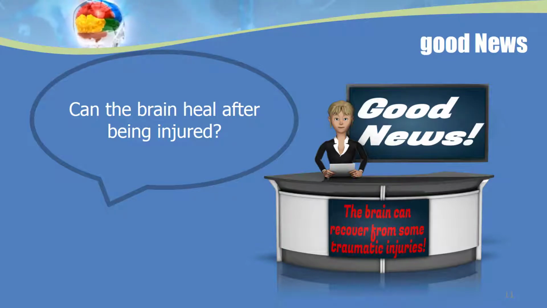The good and evolving news. Can the brain heal after being injured? Most studies suggest that once brain cells are destroyed or damaged, for the most part, they do not regenerate. However, recovery after brain injury can take place, especially in younger people, as in some cases, other areas of the brain make up for the injured tissue.